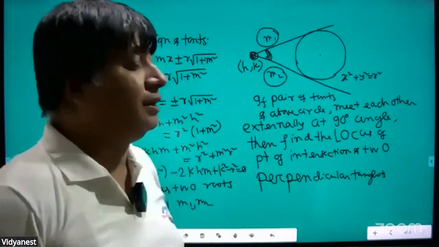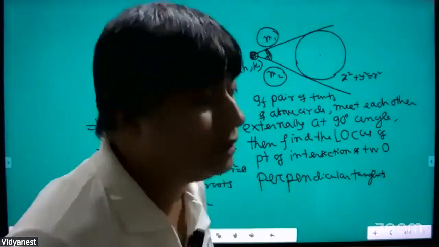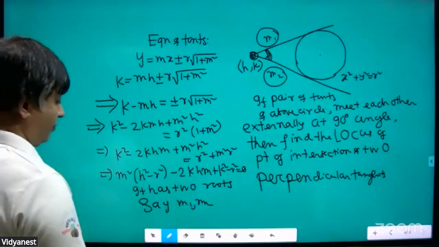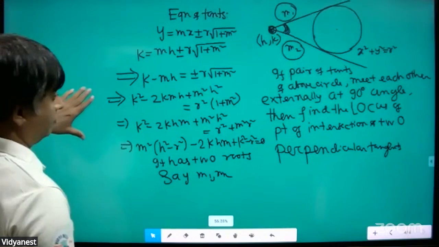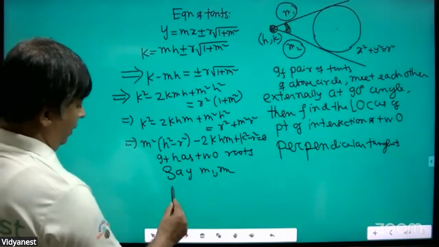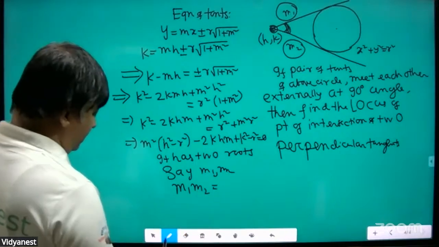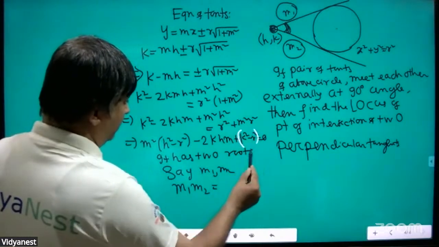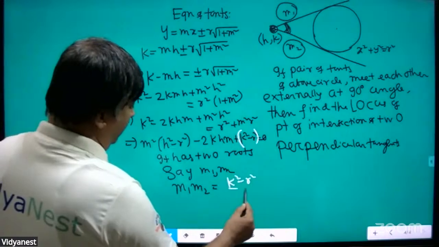What was it in class 10? Minus b by a, minus b by a; alpha beta is c by a. So here, m1 m2 is alpha beta, c by a. What is c? c by a.